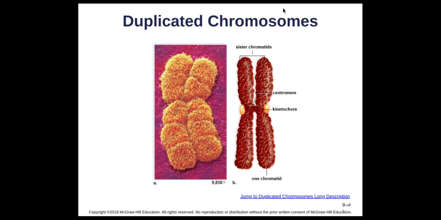So again, here are our sister chromatids. This middle part where they're together is called the centromere. It will have this accessory protein here called a kinetochore. That's where we're going to attach these spindles, these little fibers that will pull this apart.